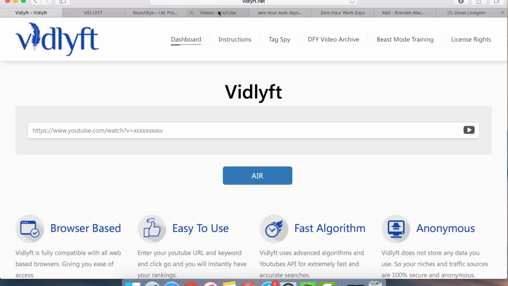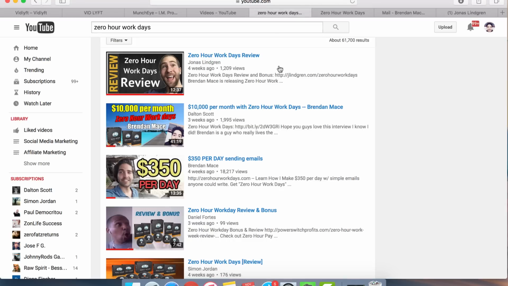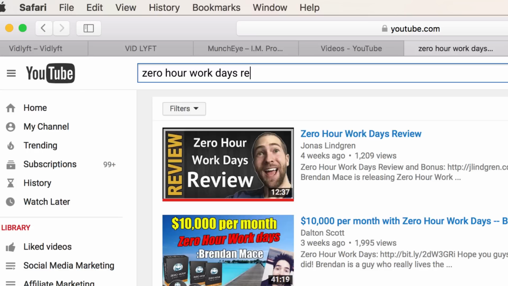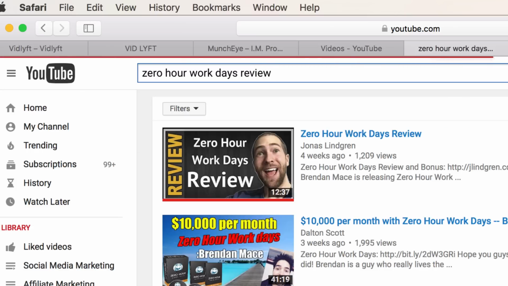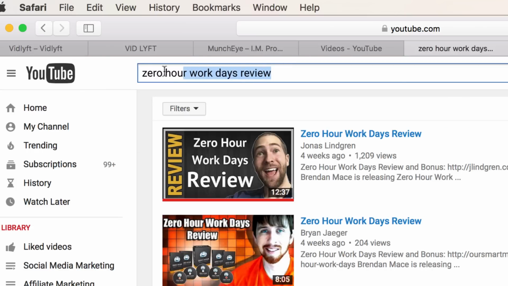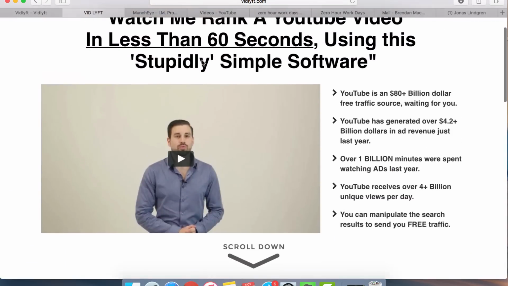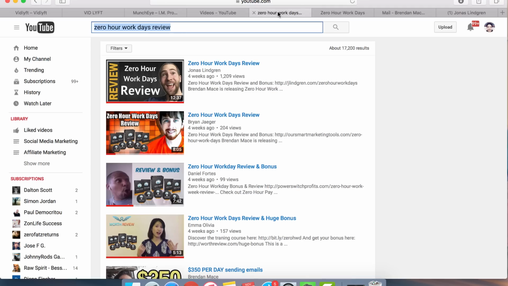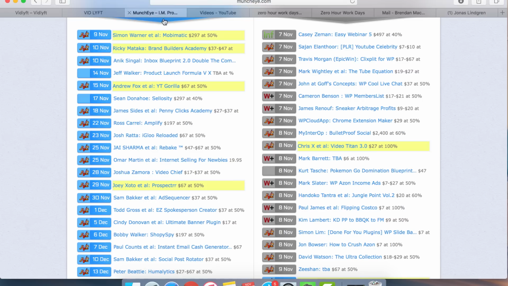But what VidLyft is really exceptional at is keyword terms that have low competition. Something like 0 hour workdays review is a keyword that's not nearly as competitive as make money online, because the keyword 0 hour workdays review didn't even exist over a month ago. So it's a brand new keyword that nobody even tried to rank for or created any content for not that long ago. What VidLyft is going to do very well is give you enough backlinks and enough social signals to be able to rank low competition keywords like review keywords for ranking products.